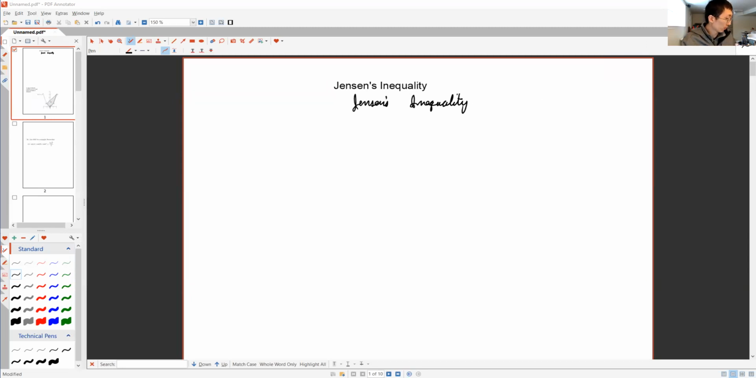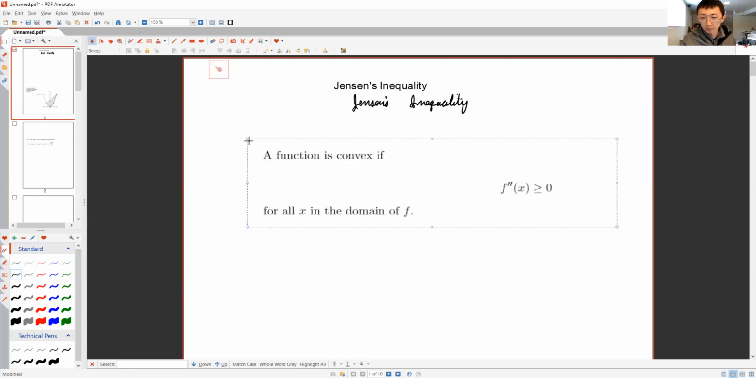So first off, a function is called convex if its second derivative is at least 0 for all x in its domain. If the reverse inequality holds, the function is called concave.